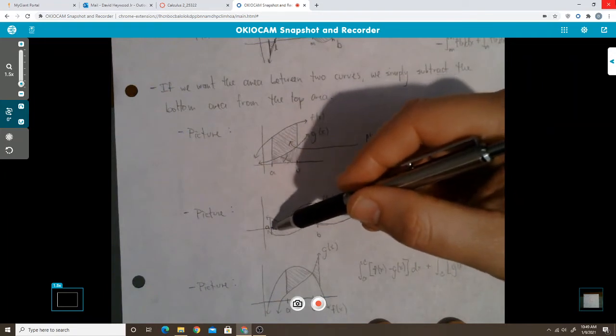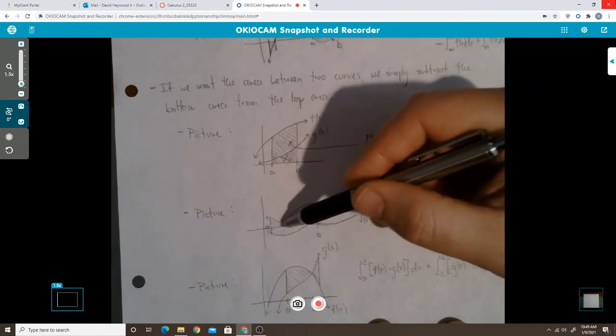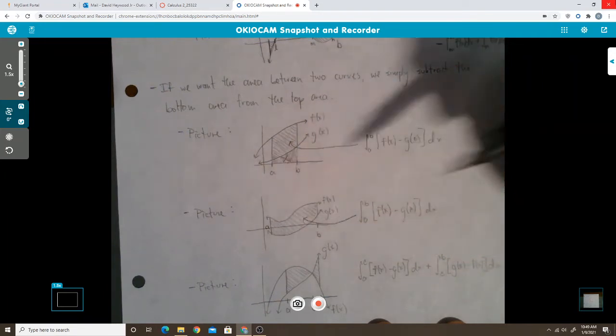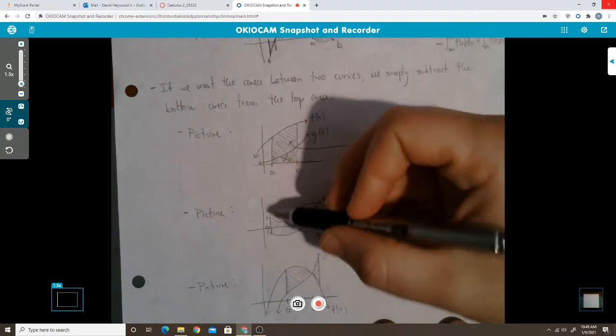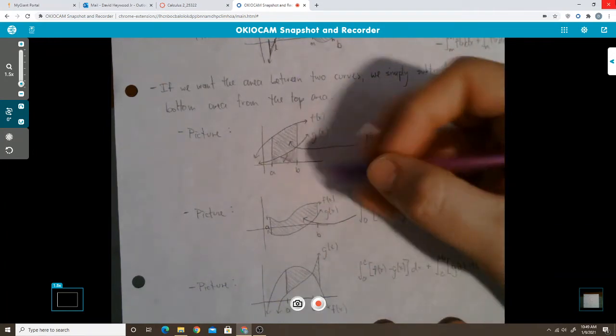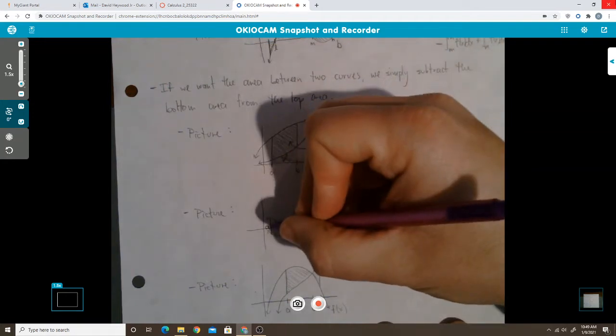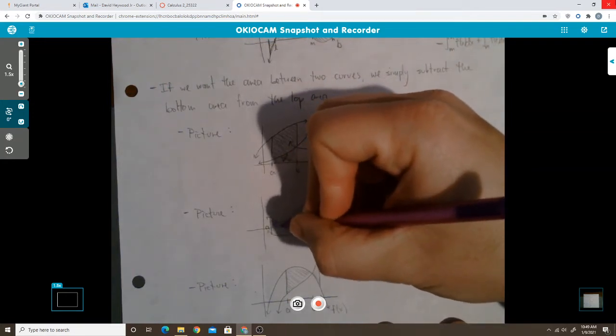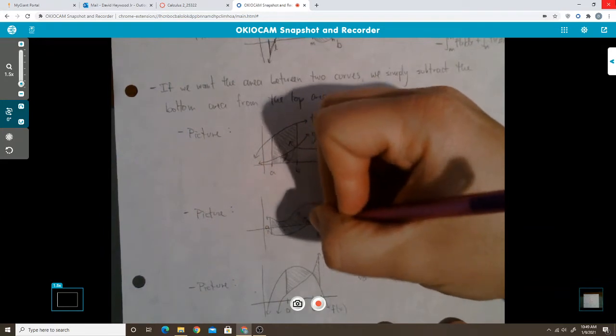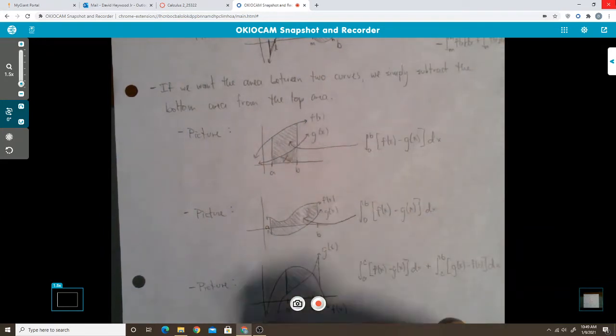Because again, anything below the x-axis is going to get a negative value, right? So, if you were to calculate just the integral from a to b of f of x, that's going to give you all of this top stuff, right? It's going to give you all of the top stuff above the x-axis.